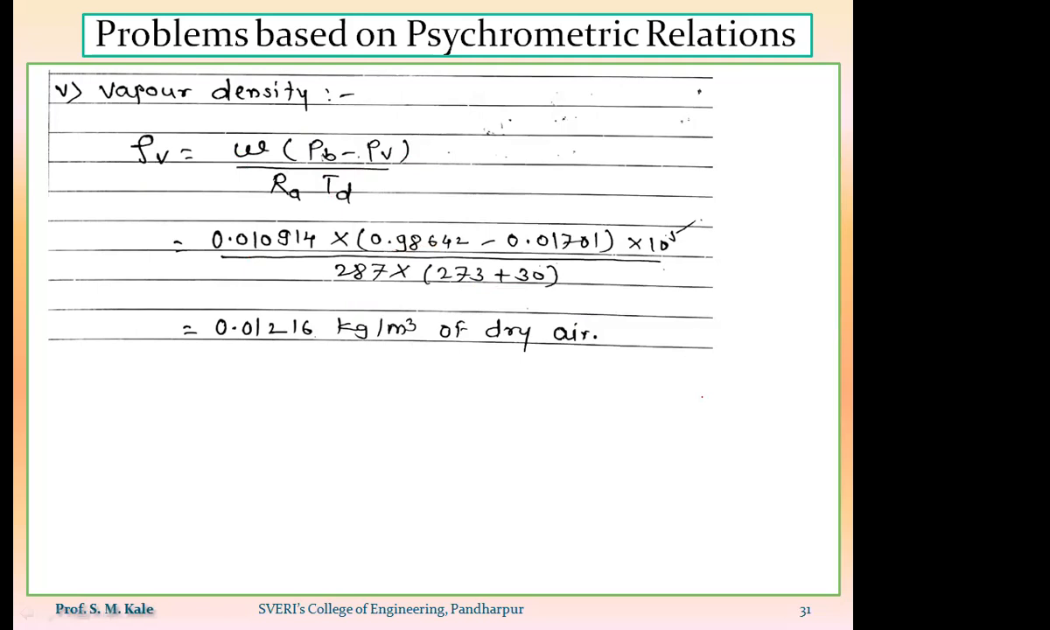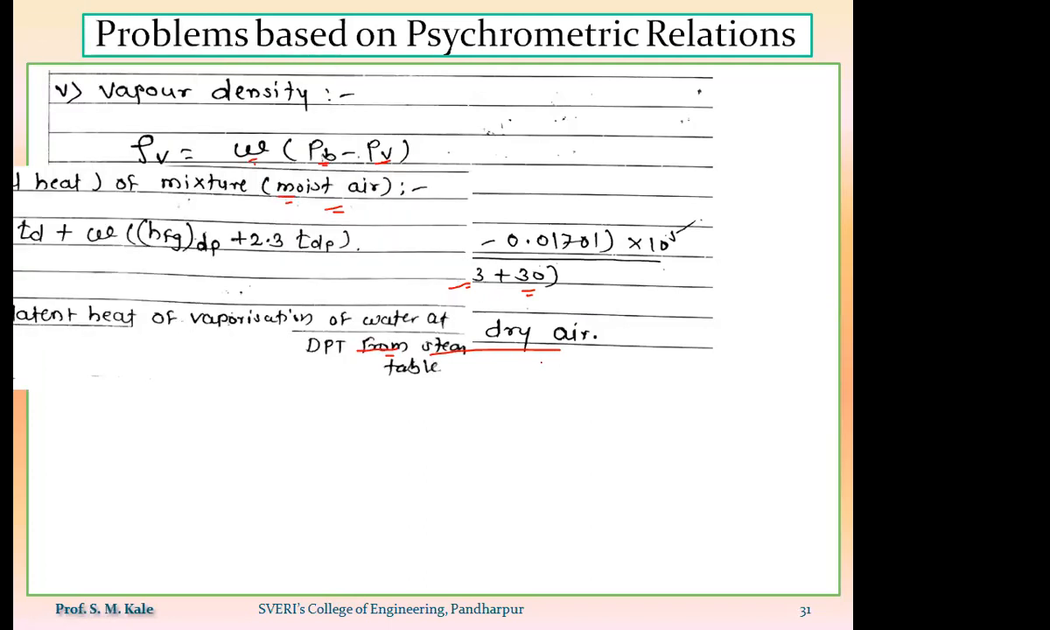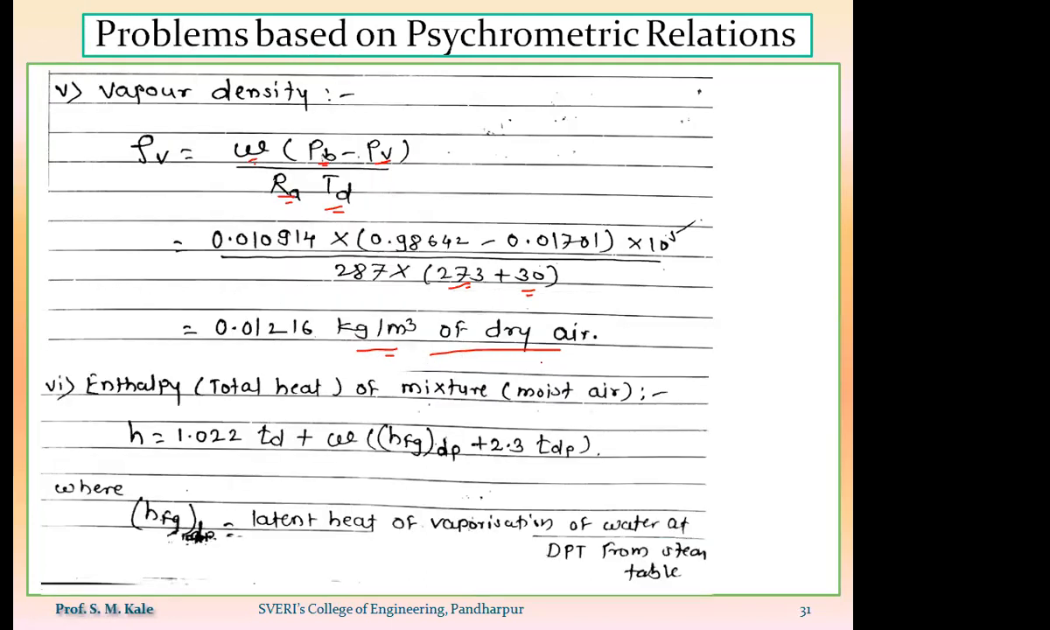Okay, so here, as all the values are known to me, W ची व्हॅल्यू ऑलरेडी कॅल्क्युलेट केलेली आहे, PB ची व्हॅल्यू माहित आहे, PV ची व्हॅल्यू माहित आहे, RA 287 घ्यायचा आहे, ड्रायबल टेम्परेचर 30 डिग्री सेंटीग्रेड आहे पण केल्विन मध्ये घ्यायचा म्हणून 273 ऍड करणार आहे. सो हियर आय विल गेट द व्हॅल्यू ऑफ रो v that should be in terms of kg per meter cube. Value of rho v that is in kg per meter cube. Are you getting? And lastly, I have to find out the value of HFG.